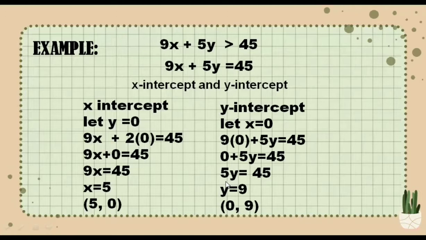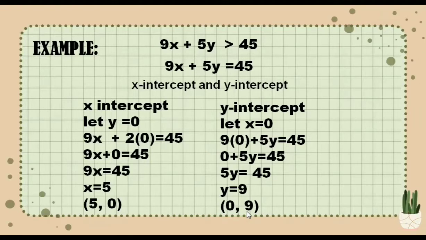And we need to divide both sides by 5. So 5y divided by 5 is equal to y, and 45 divided by 5 is equal to 9. So we now have our y-intercept, which is (0, 9). So we have already solved our x-intercept and y-intercept.